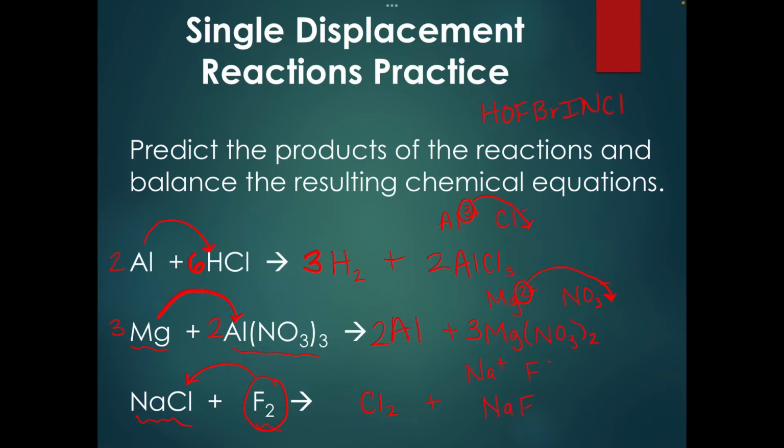Then we need to go through and balance all of our different chemicals. So we've got fluorine. There are 2 fluorines on the left and only 1 on the right, so I'll put a 2 there. And then a 2 here will balance both our sodiums and our chlorines.